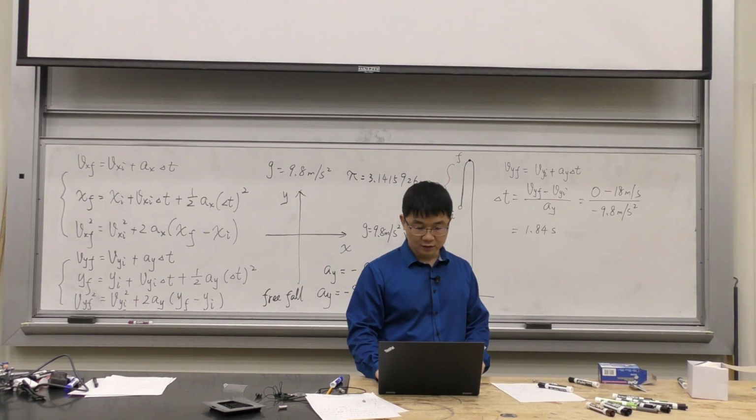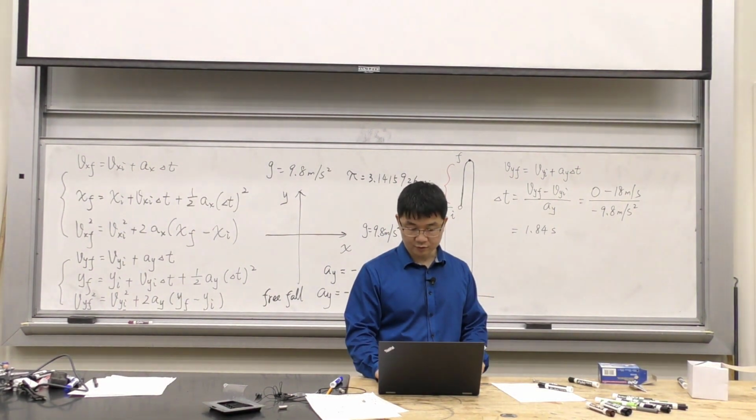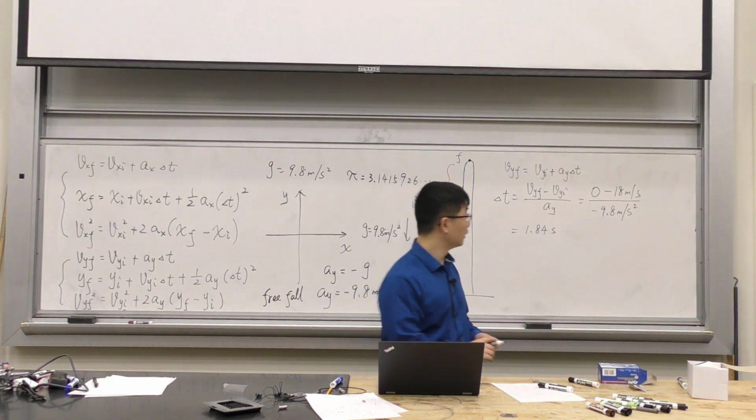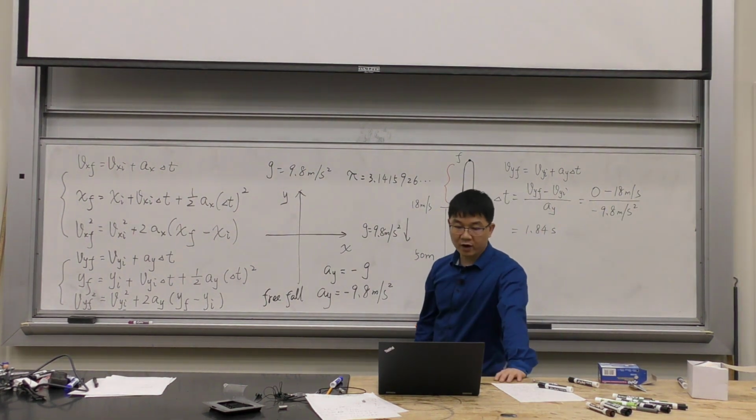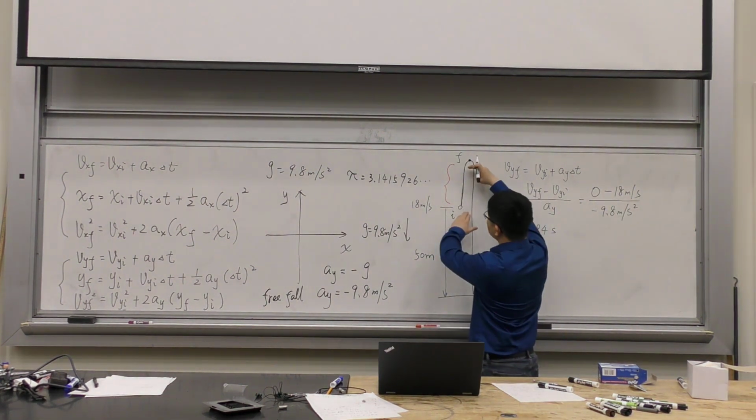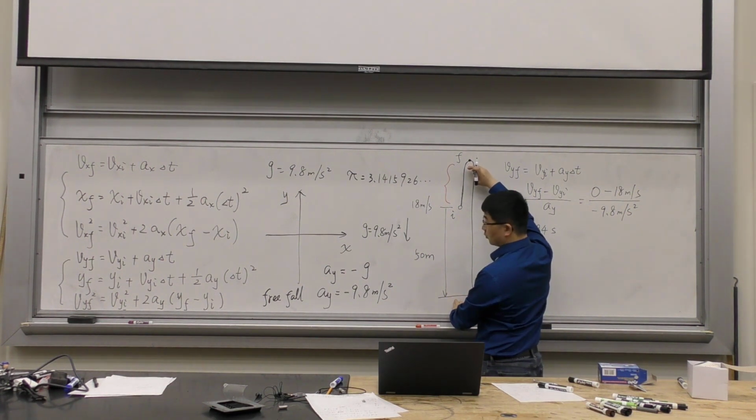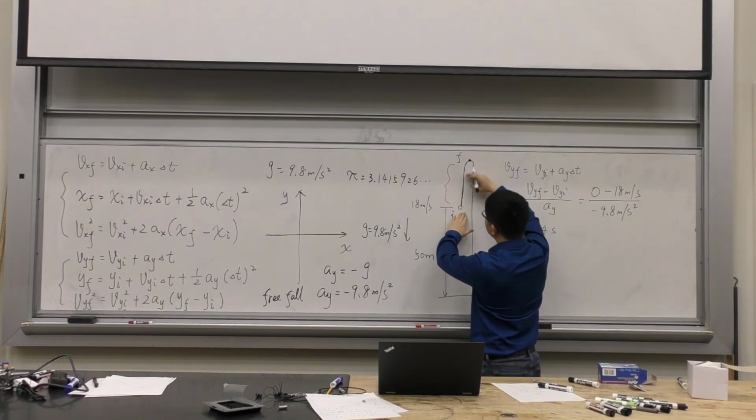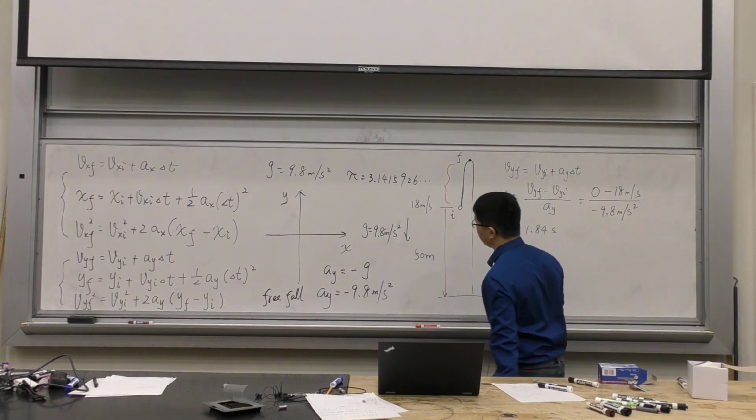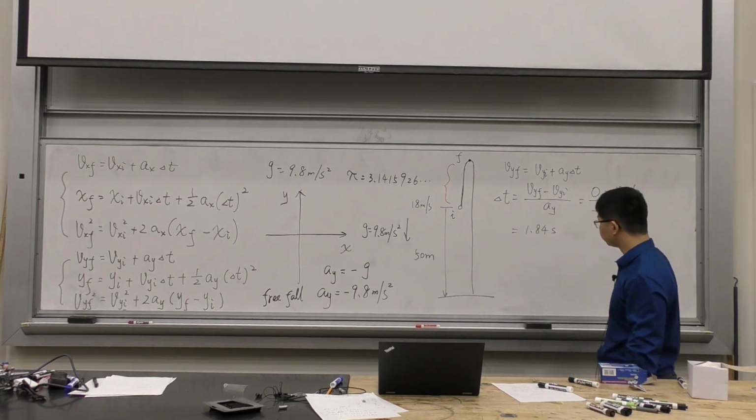Now, let's take a look at the second part. Find the maximum height of the stone measured from where it is thrown. Oh, so that means I want to find this height. Measured from where it is thrown, so I only need this distance. I don't need this height, right? The problem says this very explicitly. I don't want height from the ground. I only need the height from where it is thrown to this point. So I just need this distance.